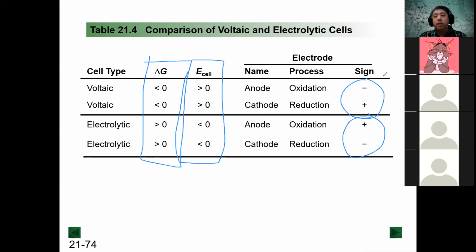Okay, anyone have any questions so far? All right. Yeah, go ahead. So for the voltaic, not the voltaic cell, for the electrolytic cell that you just showed in the previous slide, do we have to remember the equations of how that works and everything?